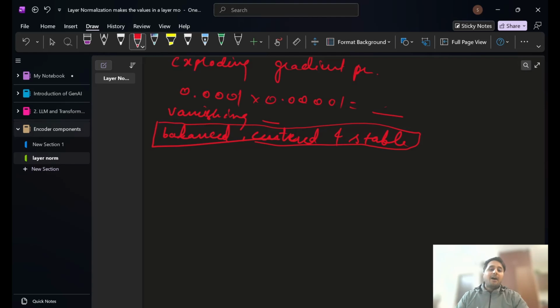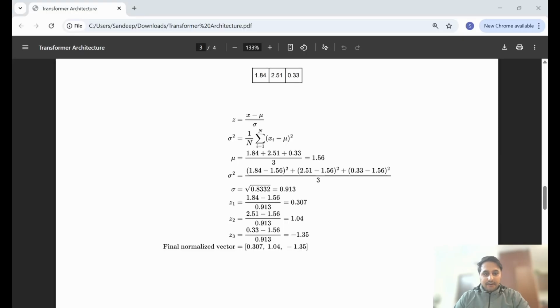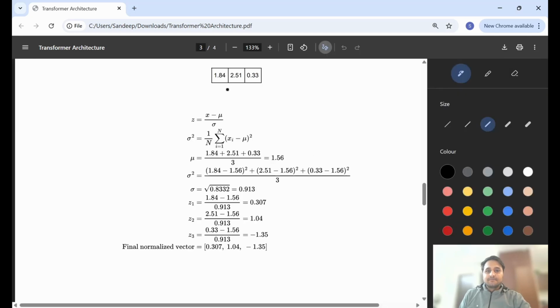Okay, now coming to how we do layer normalization. Let me take you to the layer normalization slide. So now I pick an example vector that has three values. To normalize the values, we use something called the Z-score.